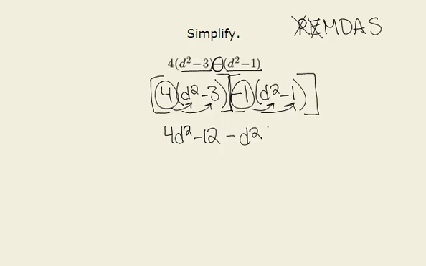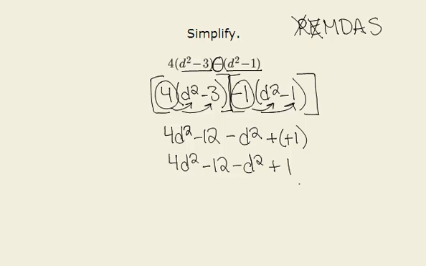squared, minus negative 1 times 1. Negative 1 times 1 is negative 1, so minus negative 1. Now this minus negative 1, if you're subtracting a negative, it's the same as adding a positive. So our equation now looks like 4d squared minus 12 minus d squared plus 1.